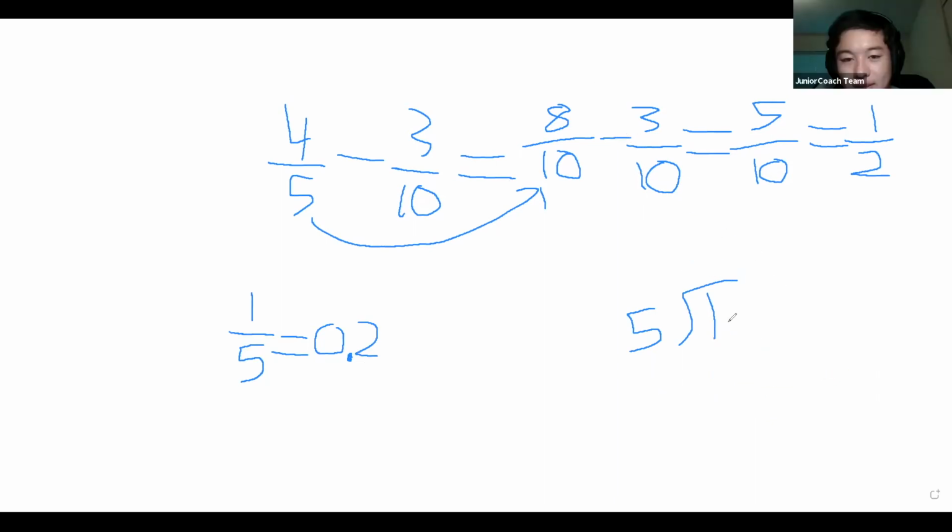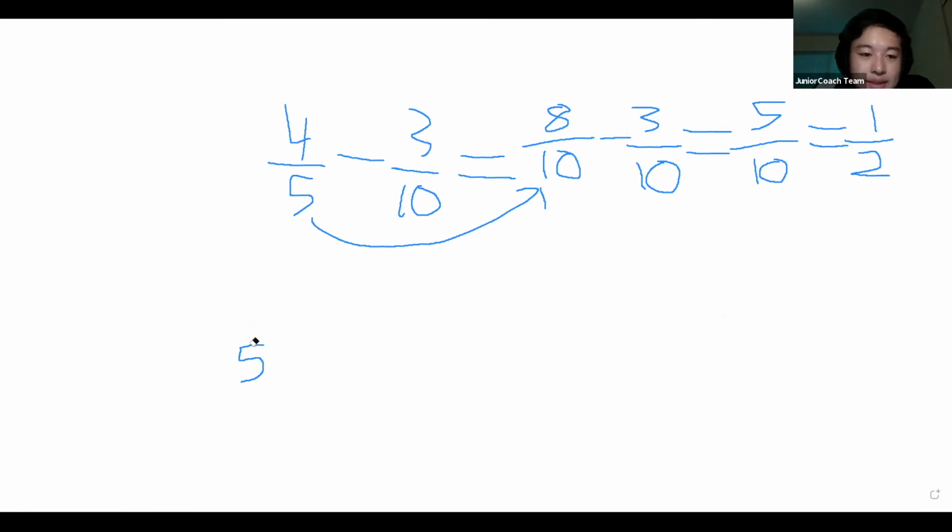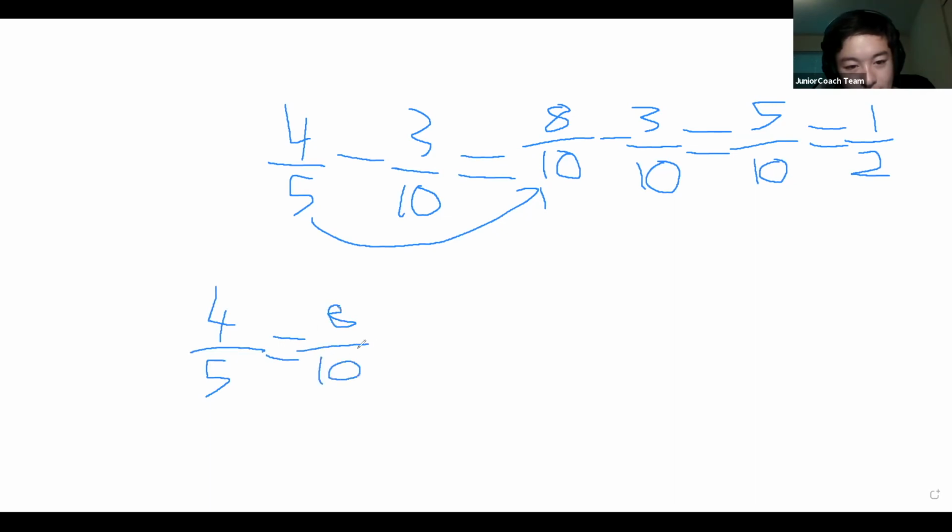So once again, fractions are just a neat way to write things, because decimals are messy, right? So once again, 4/5 is equal to 8/10, which will also be equal to 12 over something. What would that be at the bottom?